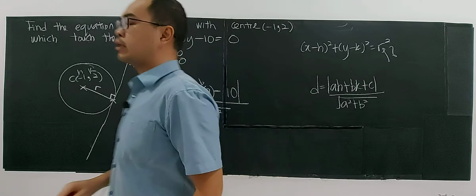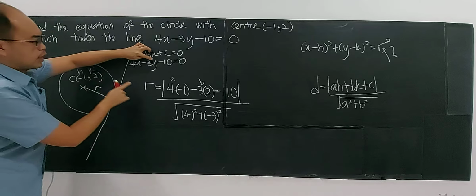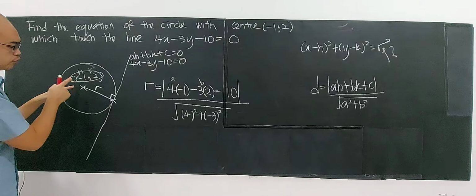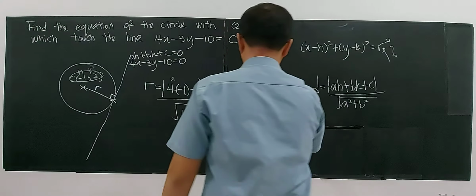Make sure that this is x, so we're putting the x value, and for y, we're putting the y value of the coordinate. This is the coordinate for which we want to find the shortest distance to the line. Alright, let's evaluate the radius.